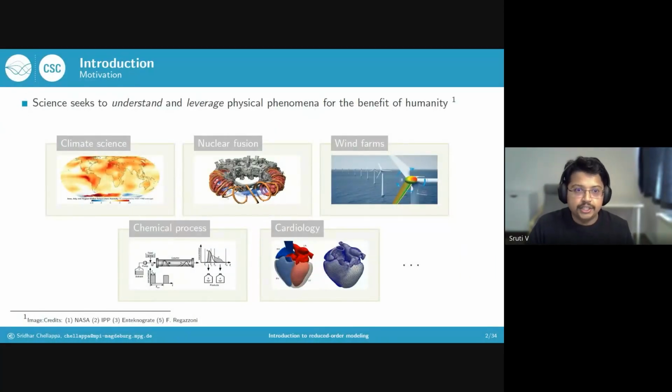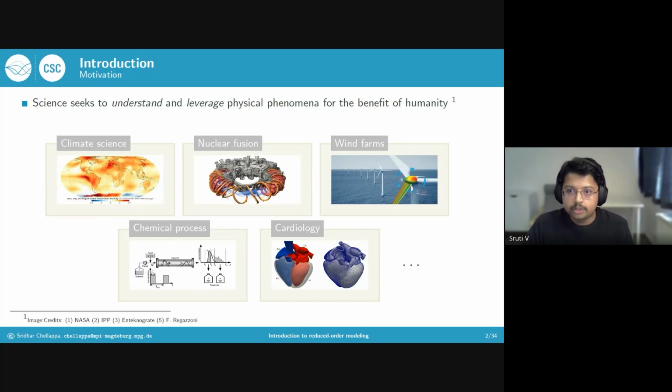As scientists and engineers, we study different phenomena and physical processes around us in order to both understand these phenomena and also take advantage of them so that we can benefit the larger human society. You can think of a number of different physical processes that are relevant, especially in our modern times. Things like climate science are very important, so there's a need to understand the physical processes underlying climate science.